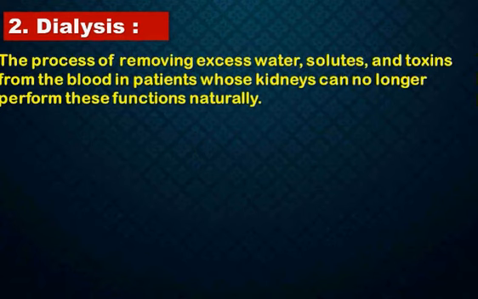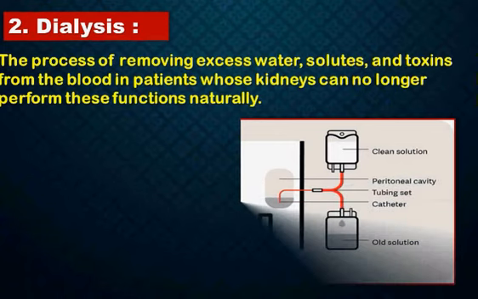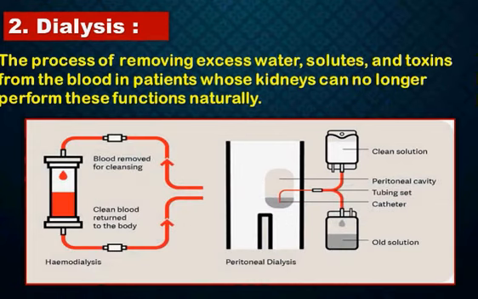What is the definition of dialysis? Dialysis is the process of removing excess water, solutes, and toxins from the blood in patients whose kidneys can no longer perform these functions naturally. This is the natural function of the kidney, but now it cannot do it, so dialysis will take over. We have two types of dialysis, either peritoneal or hemodialysis. We start with the indications.